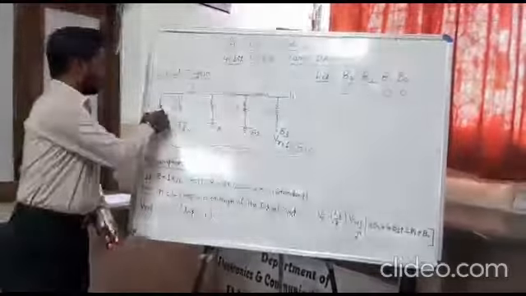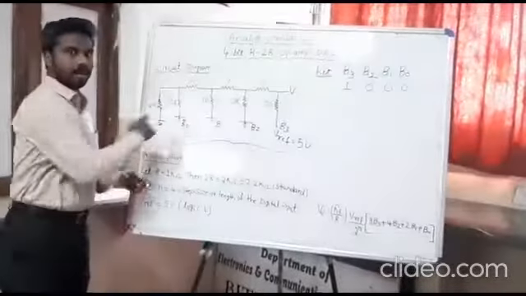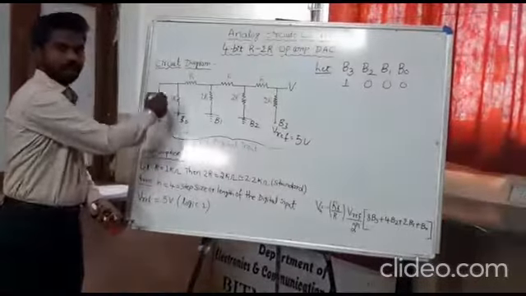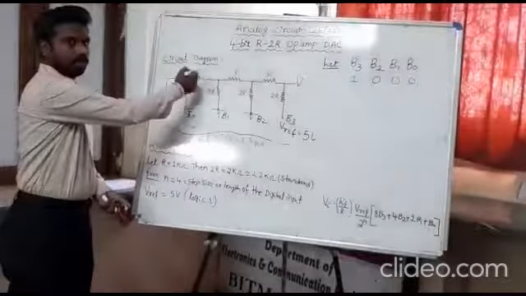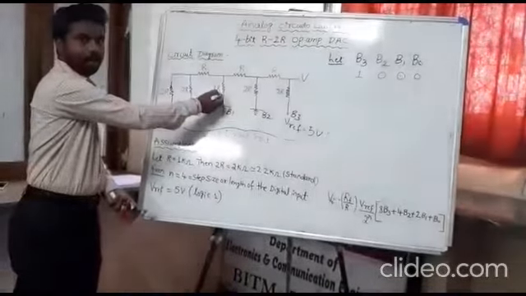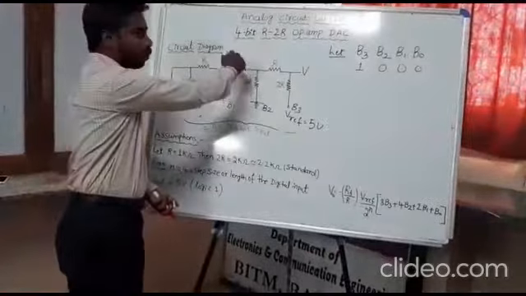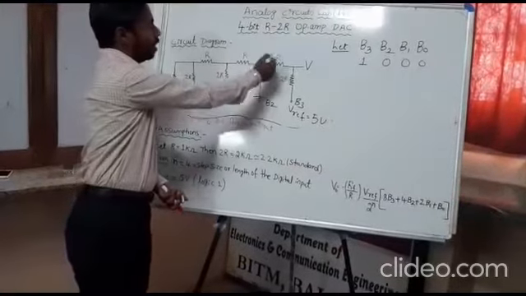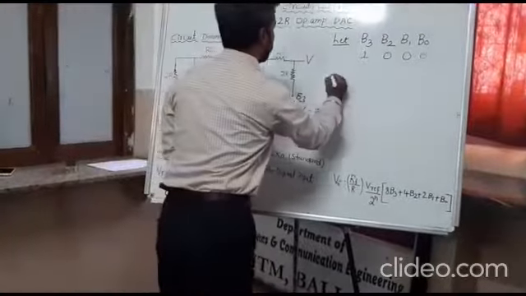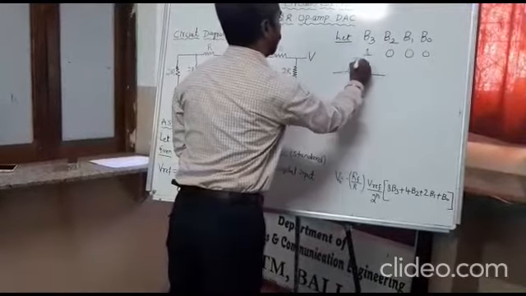So here the 2R resistors are connected in parallel. The equivalent resistor value is R. R is in series with R. So 2R again in parallel with 2R, R in series with R, 2R in parallel with 2R, R in series with R. So we get an equivalent circuit like this, 2R.